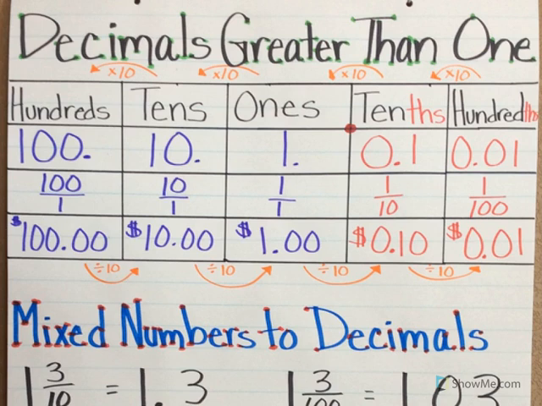Let's start by reviewing our anchor chart from yesterday. I want you to think about place value. Remember, any number to the right of the decimal point is going to be a decimal. So we have the tenths place and the hundredths place.